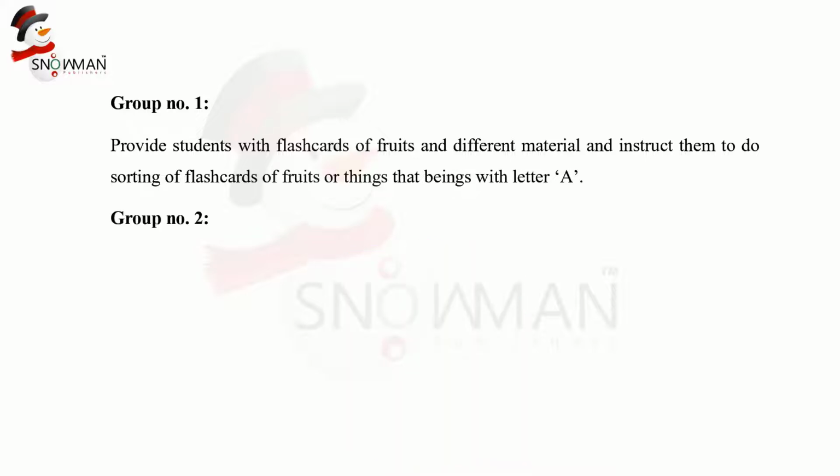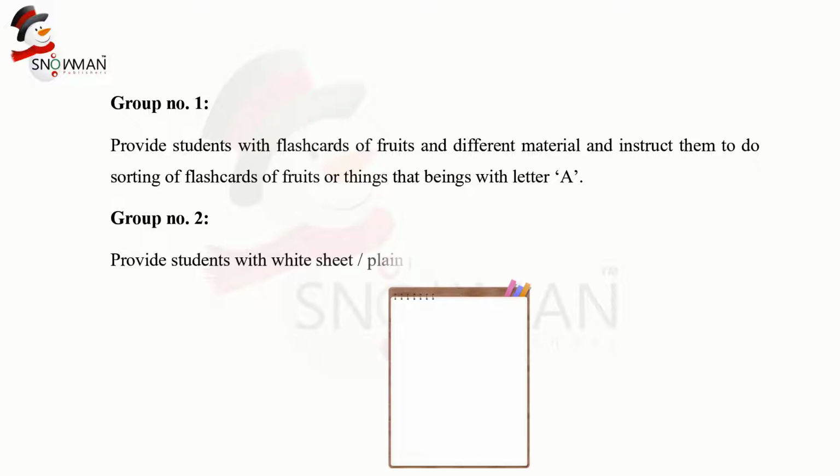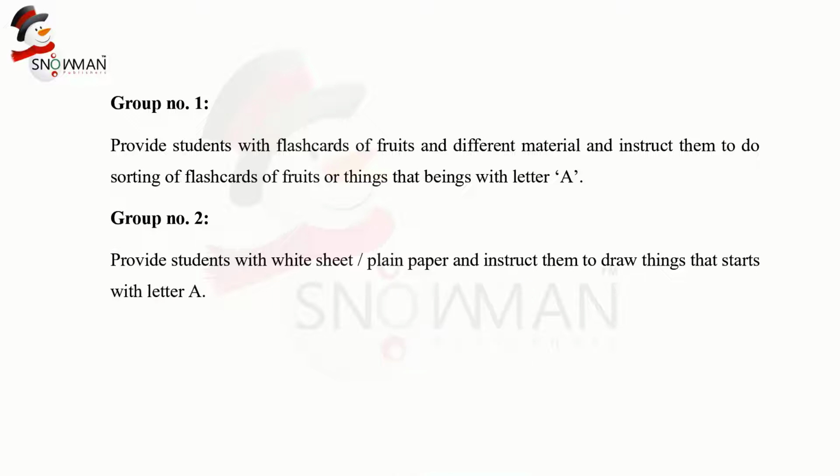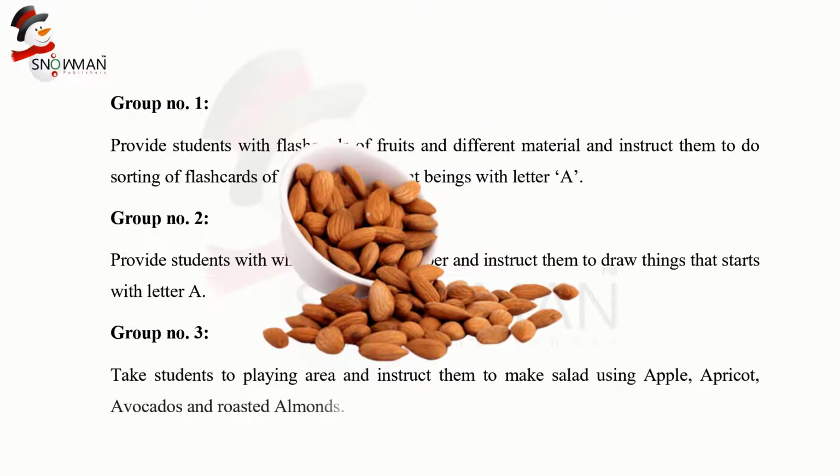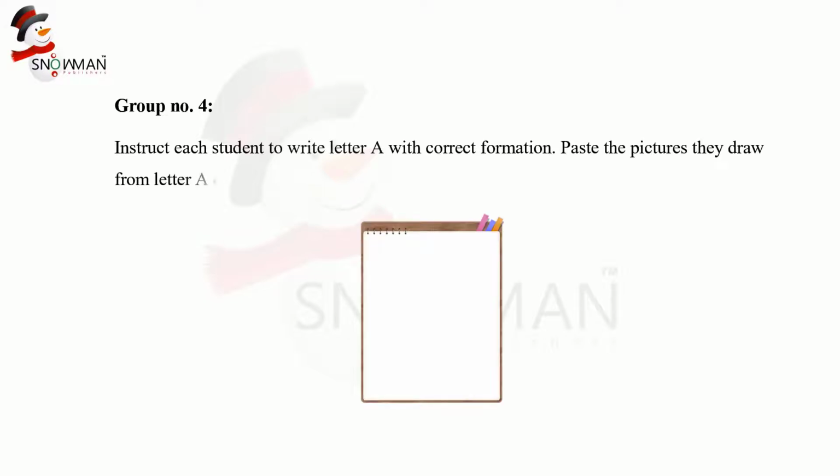Group number 2. Provide the students with white sheet or plain paper and instruct them to draw things that start with letter A. Group number 3. Take the students to the playing area and instruct them to make salad using apple, apricot, avocados, and roasted almonds. Group number 4. Instruct each student to write letter A with correct formation. Paste the pictures they draw of letter A on their copies. Note: make sure every student performs the group activity.